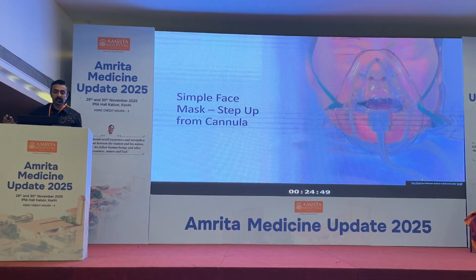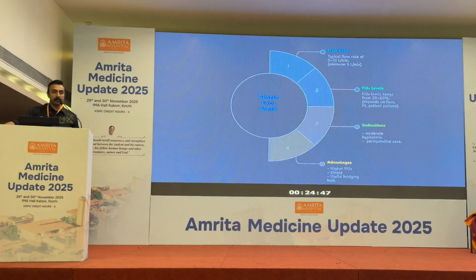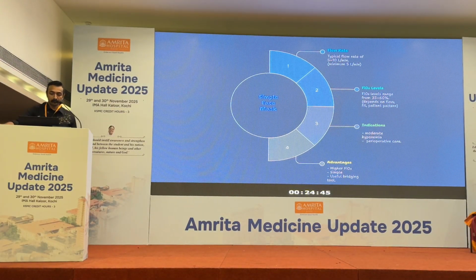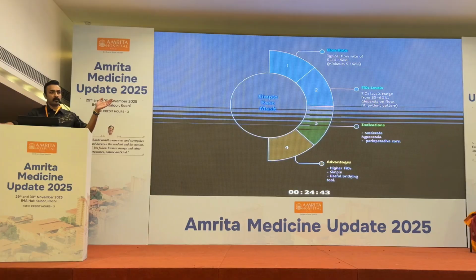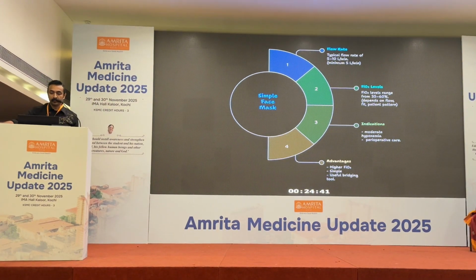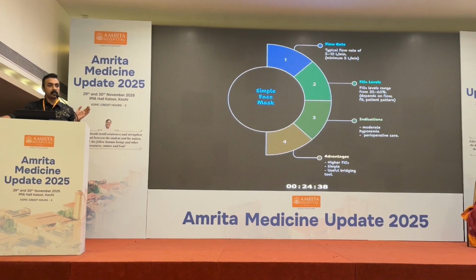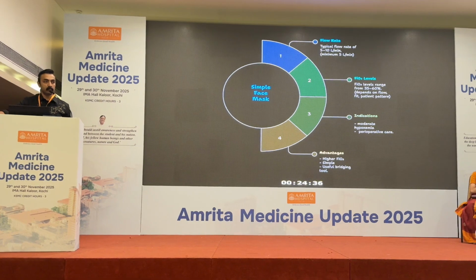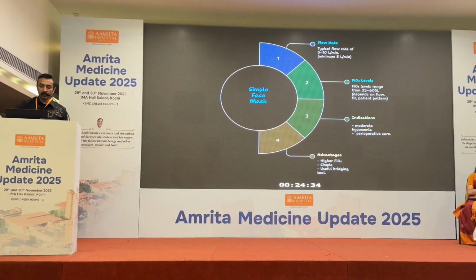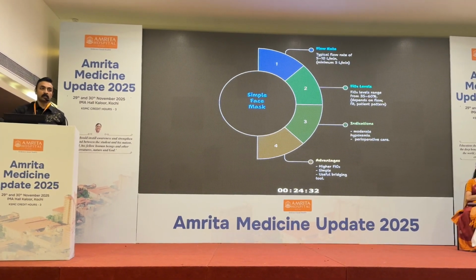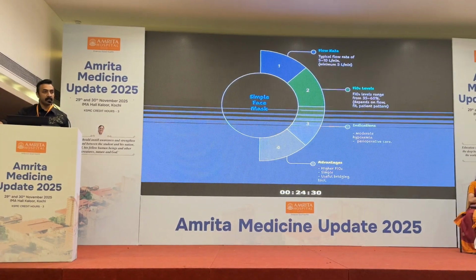Now we are moving on from the nasal cannula to the simple face mask, right? Again here, what's the usual flow? It's close to 5 to 10 liters. And here again the FiO2 limits are going to be 35 to 60. The indication would be moderate hypoxemia, and the advantage, of course, compared to the nasal prongs, is that here we are going to achieve a higher FiO2.